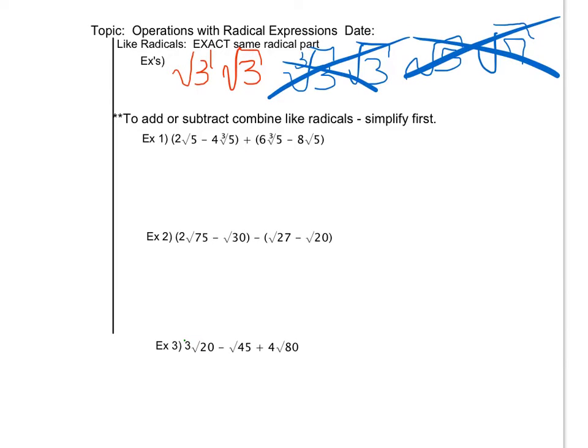those would not be like radicals. I could do like the square root of x and the square root of x, cube root of x and cube root of x. Those would all be like radicals.